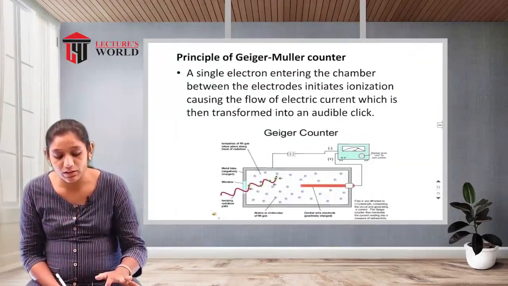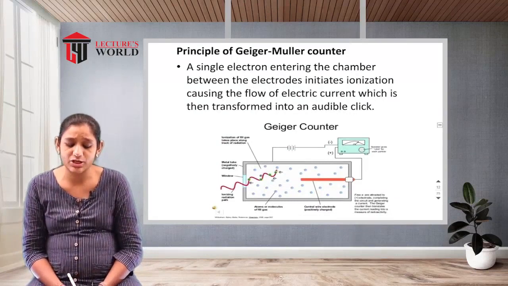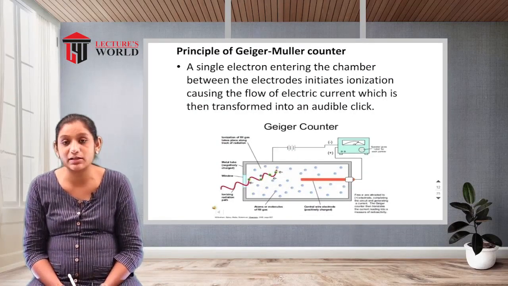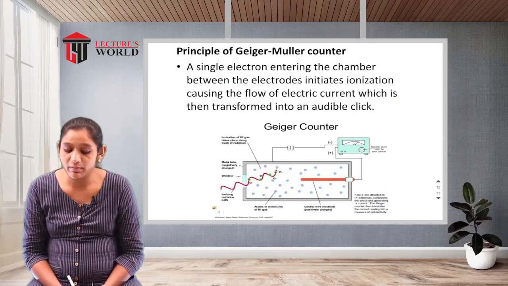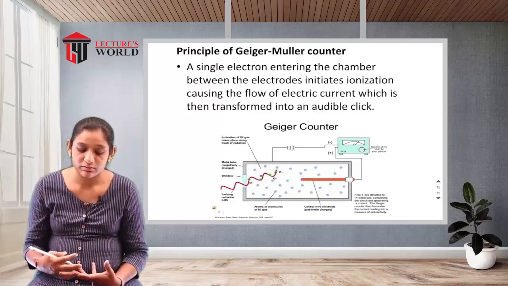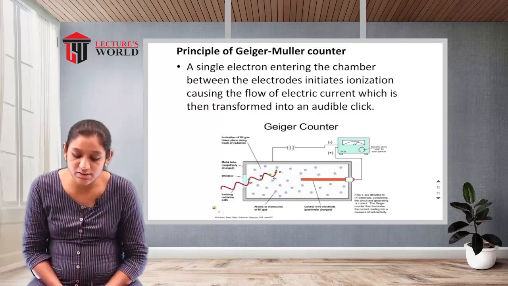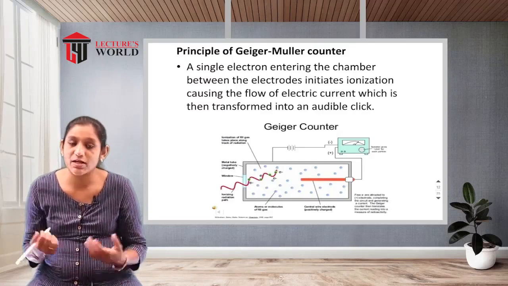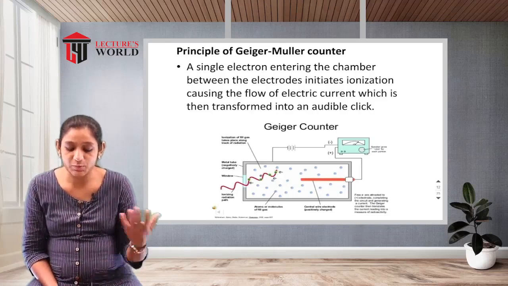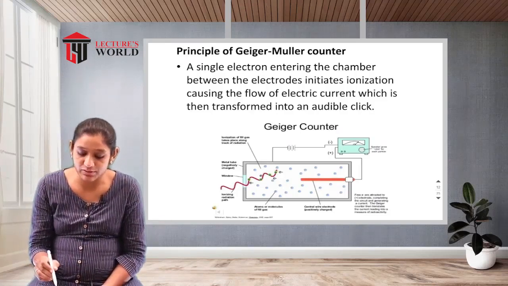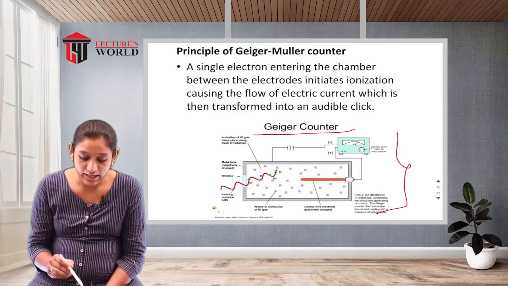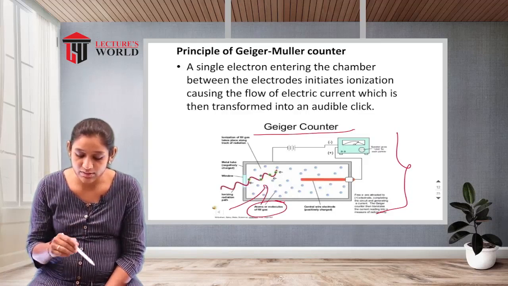Principle of the Geiger-Muller counter: a single electron entering the chamber between the electrodes initiates ionization, causing the flow of electric current, which is then transformed into an audible click. This is one of the experiments observed with the Geiger-Muller counter. This is the atom or the molecules filled with the gas. This is the media.